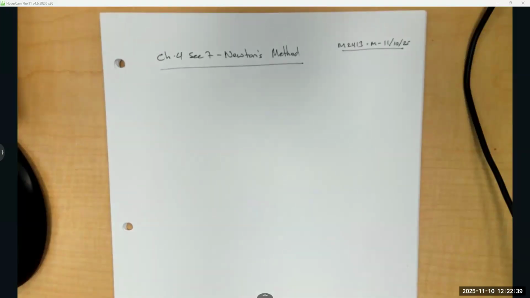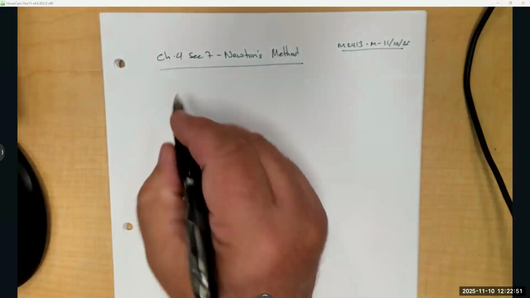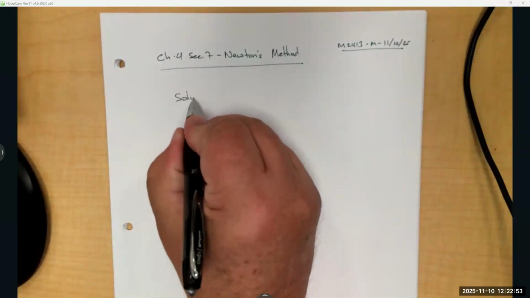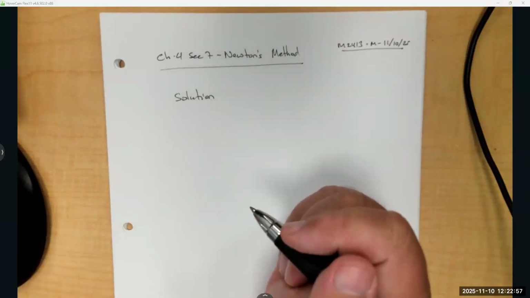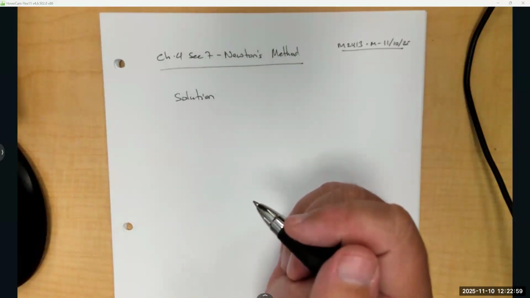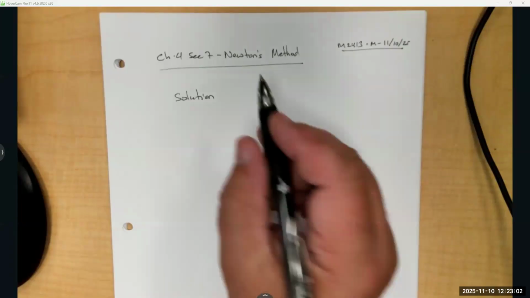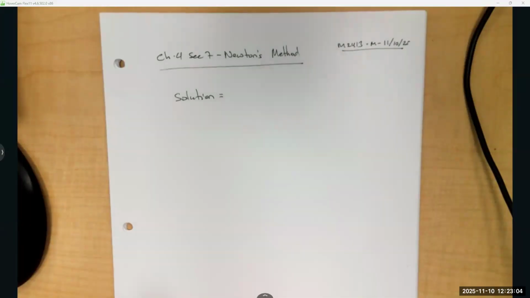Newton's method is pretty interesting. Everything we're doing in mathematics is trying to find a solution. What exactly is our solution? When we say solution, what are we talking about? What exactly does the word solution refer to in mathematics?